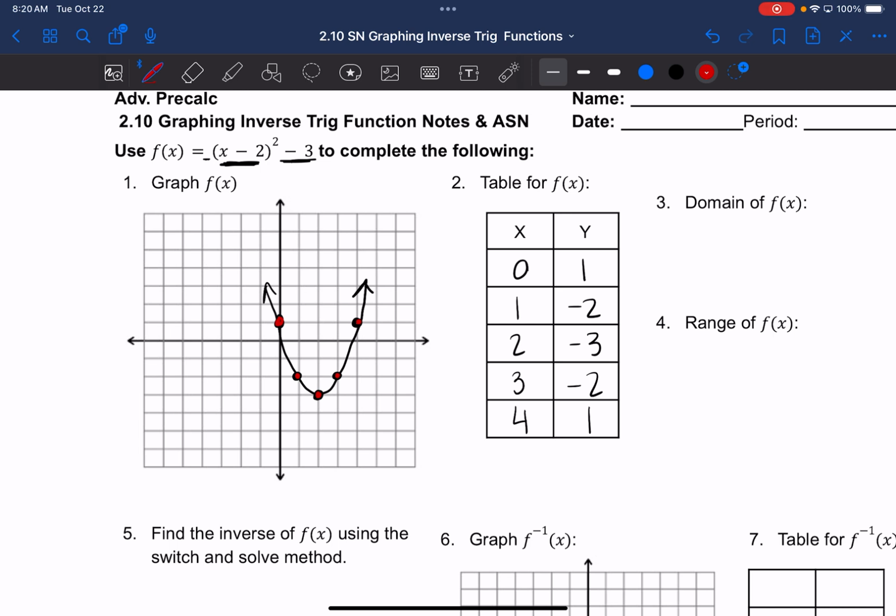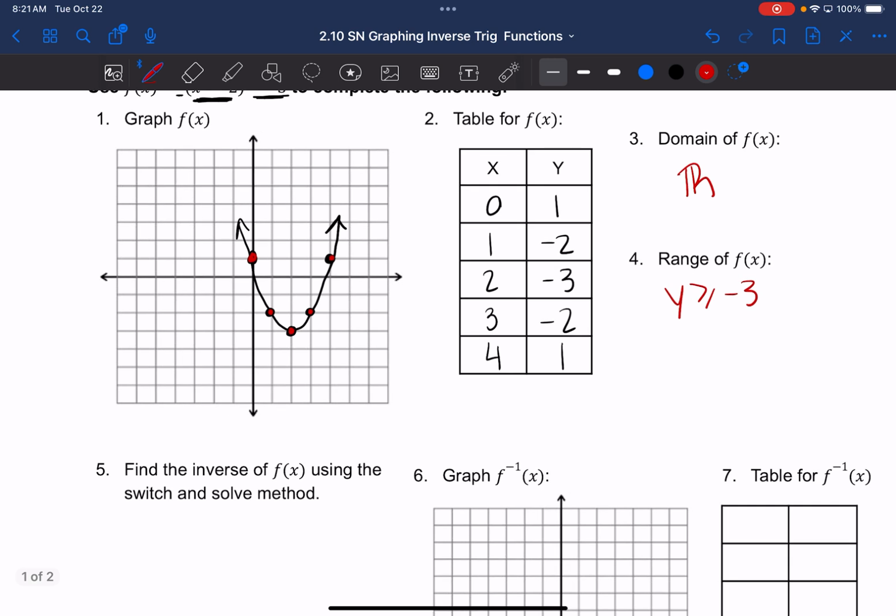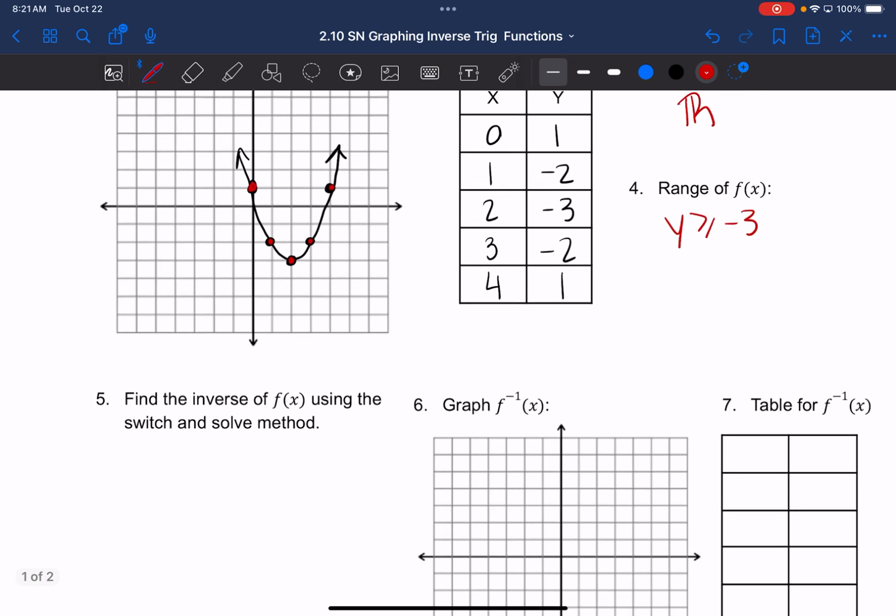Okay. So for this picture, what would you guys say that the domain is? All real numbers. Okay, so it's never going to stop going to the left or right, so all real numbers. All right, what would you guys say the range of this function is? Greater than, right? Because it's going to keep going up. Good. All right, so y is greater than or equal to -3, because the lowest point was at -3, and then it continues upward from there. Good.